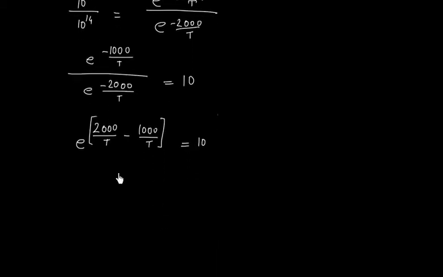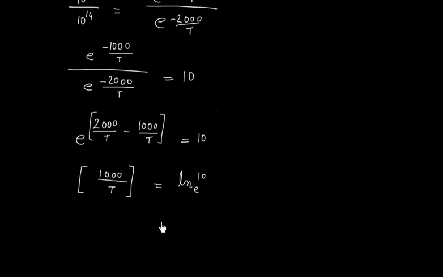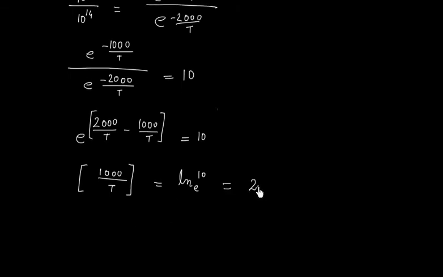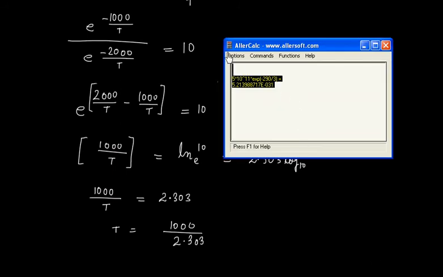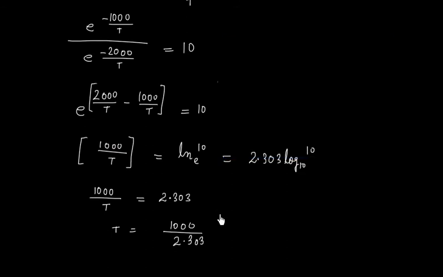Now if I take log on both sides on the base of e, this becomes simply 1000 by t, and this will be ln 10 on the base of e. We can convert this to the base of 10, that is 2.303 into log 10 on the base of 10. So this value is 1. So from here we can say 1000 by t is equal to 2.303. So temperature is 1000 divided by 2.303, so 434 Kelvin.